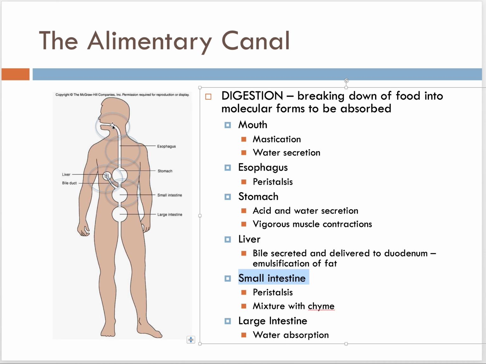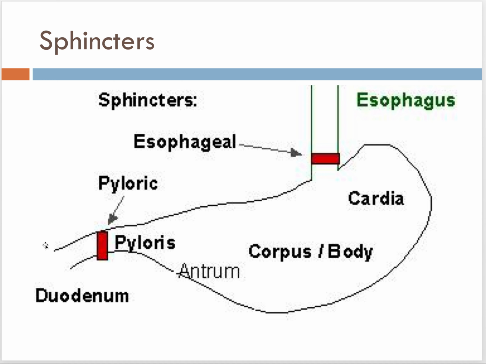So those are the different major organs associated with the alimentary canal, and they are considered the major organs of digestion. Again, liver's technically accessory, but we do need it in order to digest. All right, moving on. Some other things anatomically that are important are the sphincters of the stomach.